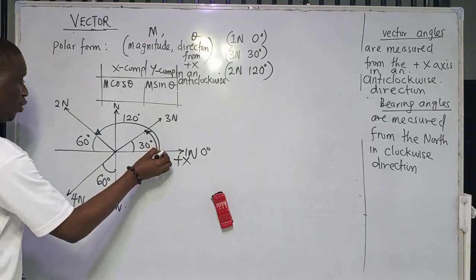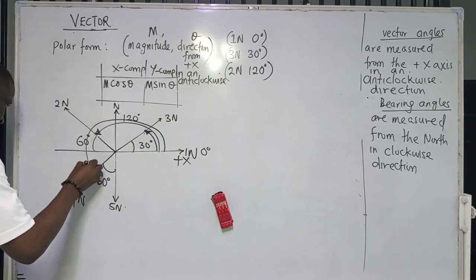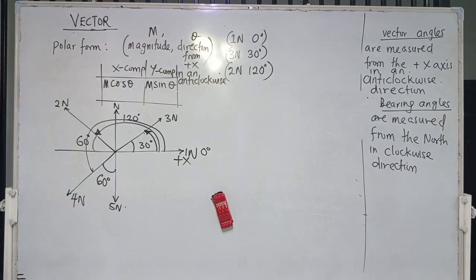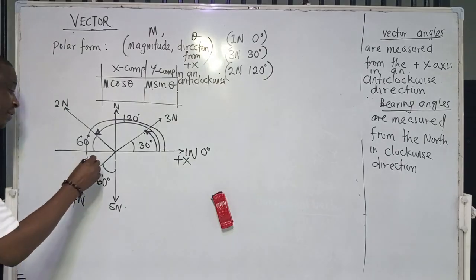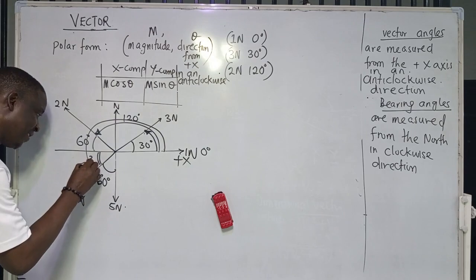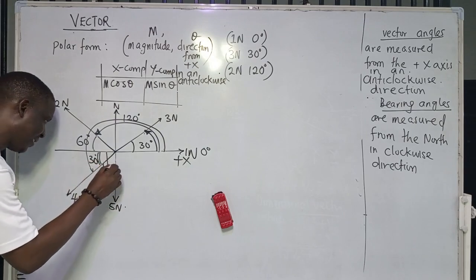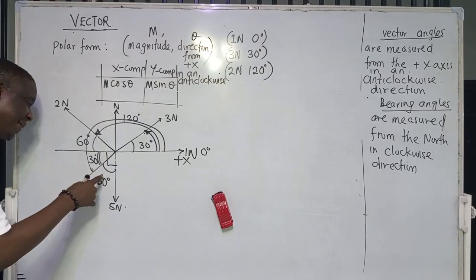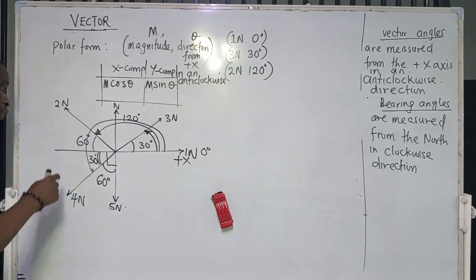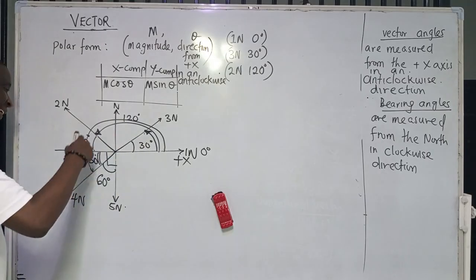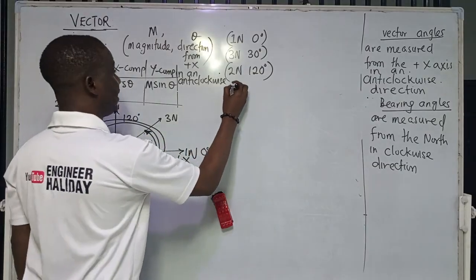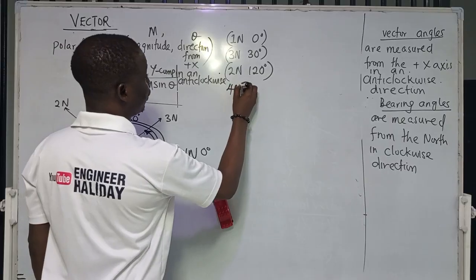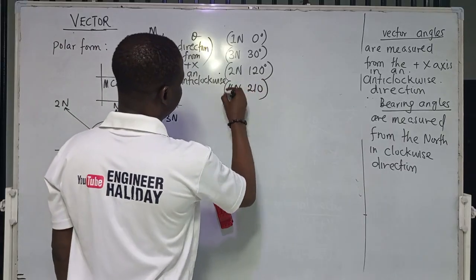The next one: you rotate again to touch this one here. So what is this angle here? This place is 30, because everything here is 90. So 90 minus 60 will give us 30. So 30 plus 180 will give us 210. So that is 4 Newton, 210 degree.